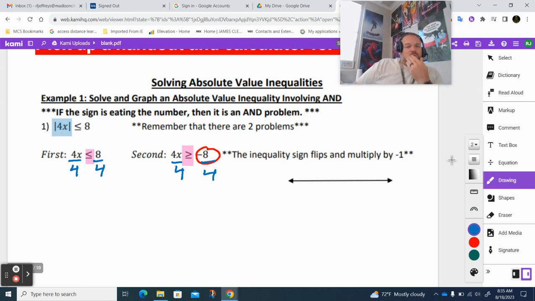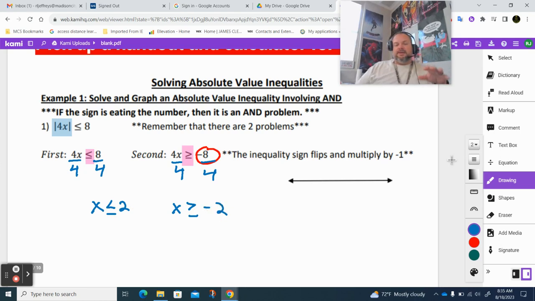Now, I forgot to mention this. But if the sign is eating the number, it's an and problem. This is like our and sandwiches like we had yesterday. Okay, so let's think about it that way. All right, so we're going to have x is less than or equal to 2, and x is greater than or equal to -2.